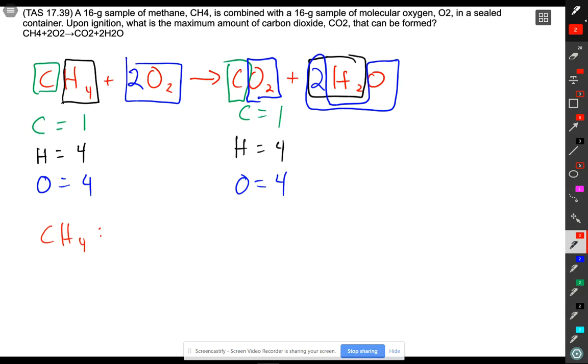So the mass of 1 mole of methane, we have the mass of a mole of carbon, plus 4 times the mass of a mole of hydrogen. And how do we get those masses? We look back at our periodic table. And to make our life simple, we just use integers here.